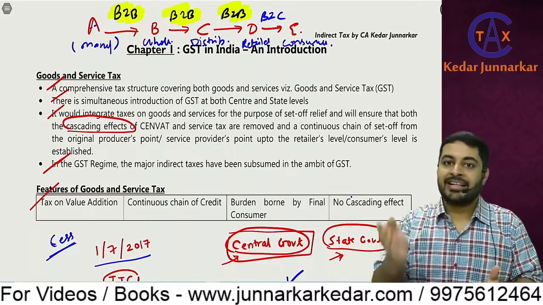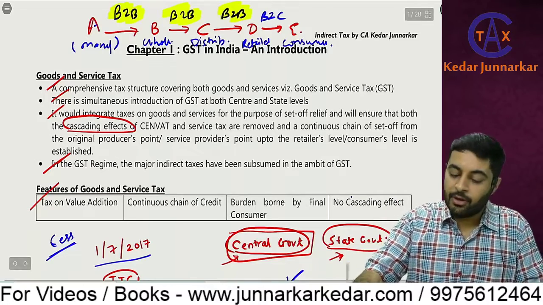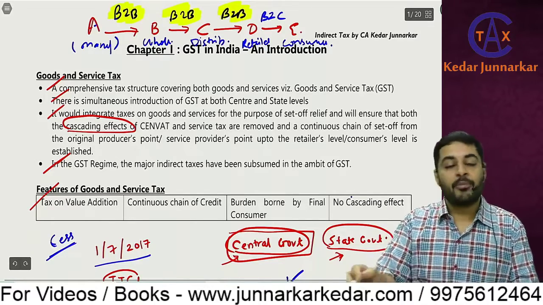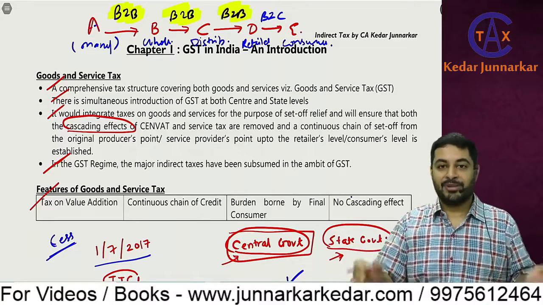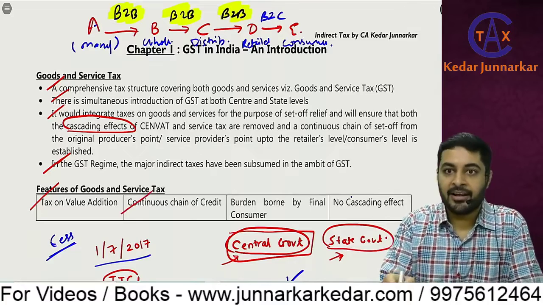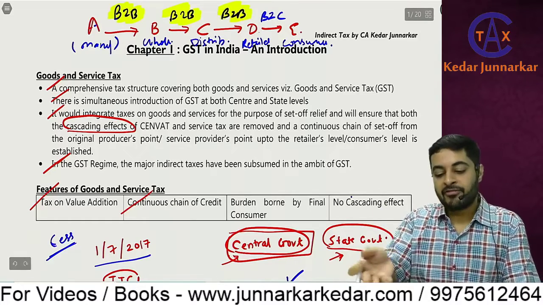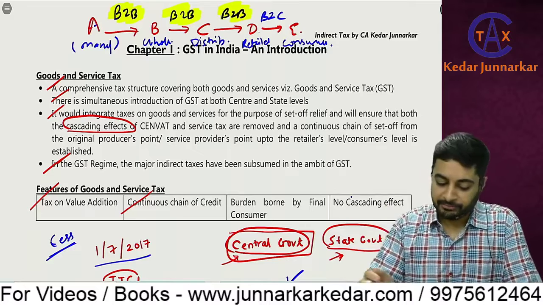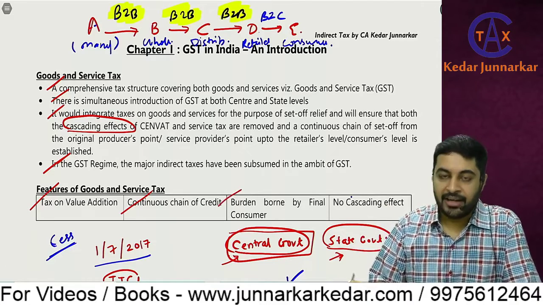So the tax revenue, which government will get the tax revenue, we'll study further. Let's not jump right now. Okay, so continuous chain of credit. Till when is the credit passed on? The credit is passed on till D. After that, credit won't be allowed to E. Then now there comes the point: burden on the final consumer.